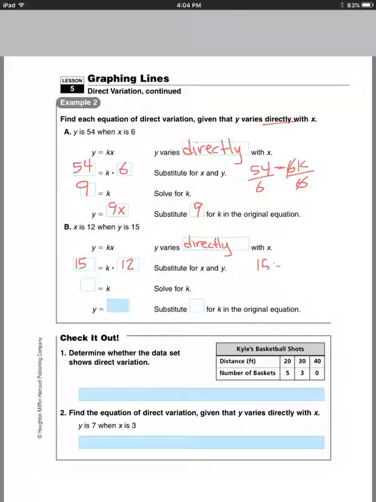15 equals 12k. To get k by itself, we have to divide by the coefficient. And when we simplify 15 twelfths, we can divide each by 3. And we get 5 fourths. Okay, so y equals, put in k, 5 fourths, leave it as an improper fraction, x. So we're going to substitute 5 fourths in for k in the original equation.